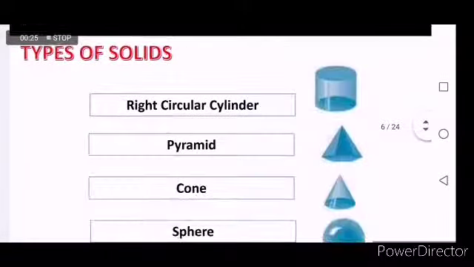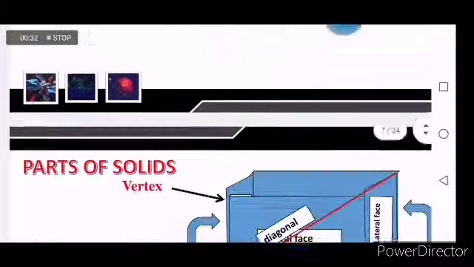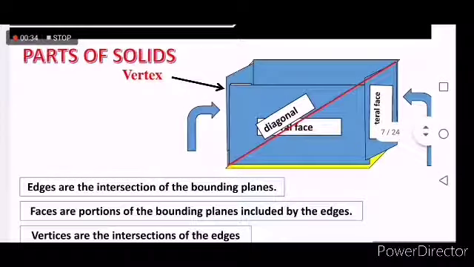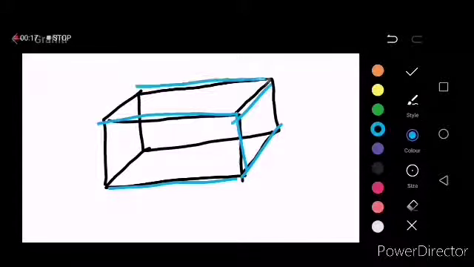Okay? There are different types of solids like right circular cylinder, pyramid, cone, and sphere. And here, today, we will talk about rectangular prism. So, like I said, we have different parts of a solid. First, the intersection of the bounding planes are called edges. So here, this is an example of an edge. This is also an example of an edge. So here in the figure, we have 12 edges.